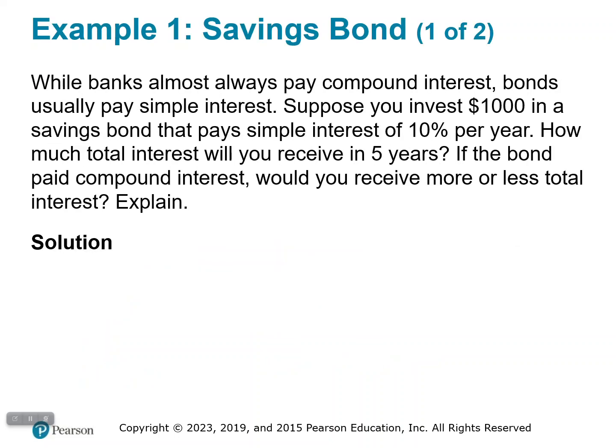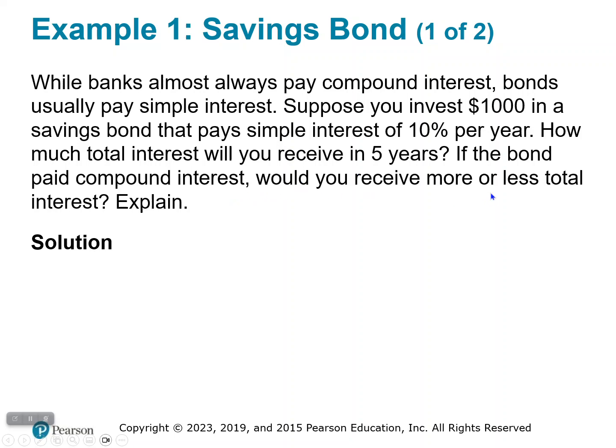All right, let's look at a savings bond. While banks almost always pay compound interest, bonds usually pay simple interest. Suppose you invest $1,000 in a savings bond that pays simple interest of 10% per year. How much total interest will you receive in 5 years? And if the bond paid compound interest, would you receive more or less total interest?